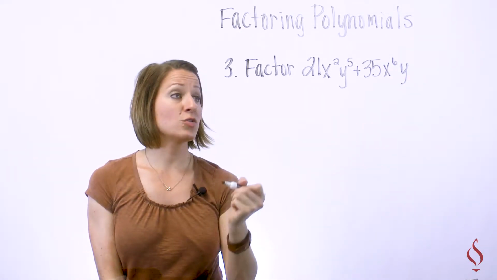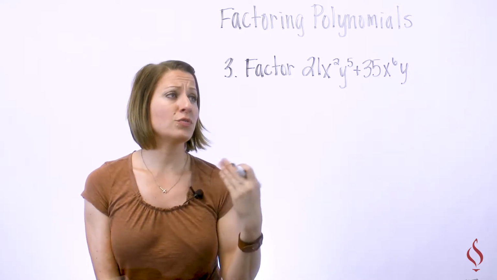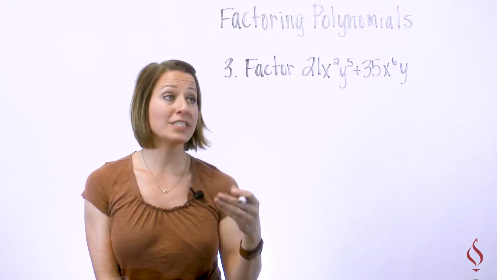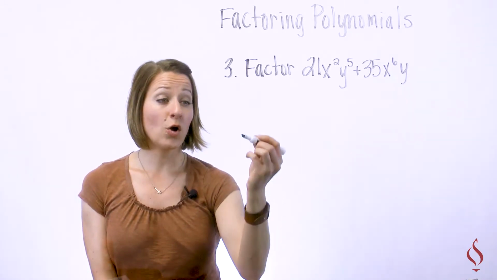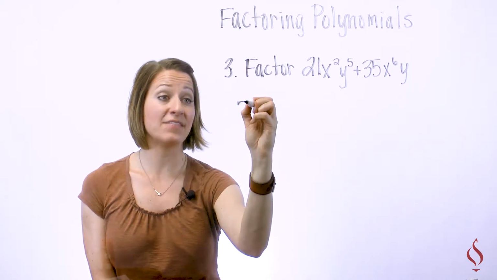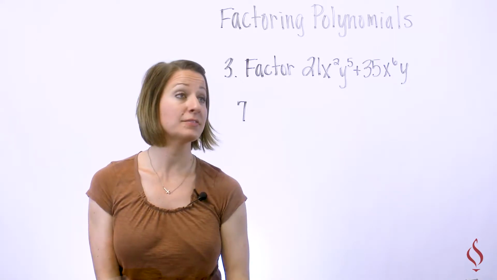First I want you to look at the 21 and the 35. I want you to start going through your multiplication tables. What times what equals 21? What times what equals 35? Hopefully you have landed on a 7. Okay, so I want you to write 7 down.